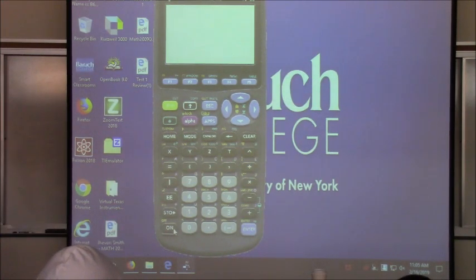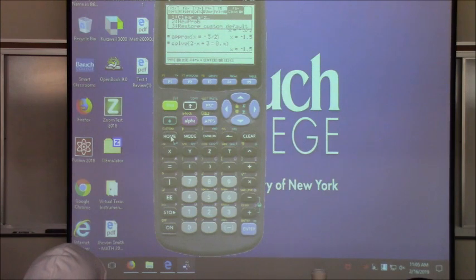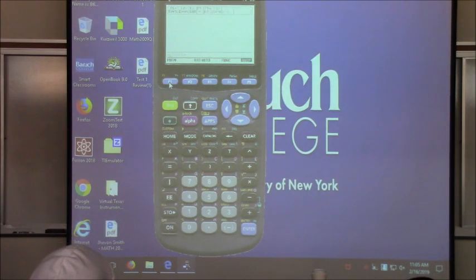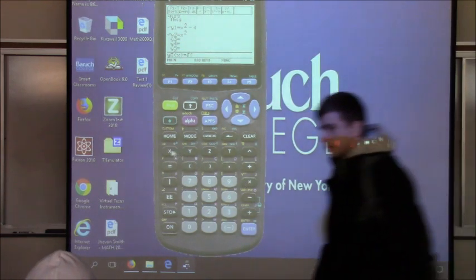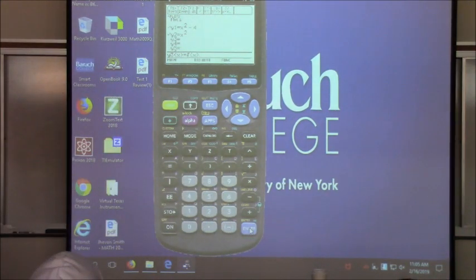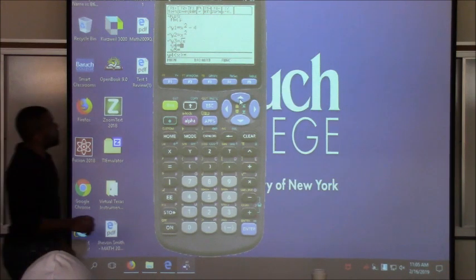So the first thing we're going to do is turn it on. Let's go to the Y window and let's put in our functions. Now these we had from last time. Let's go up, clear this. Let's throw in a few functions. Let's say x squared minus 4. And let this one be x squared. And let this one be the square root of x. So I just entered a few of those functions.